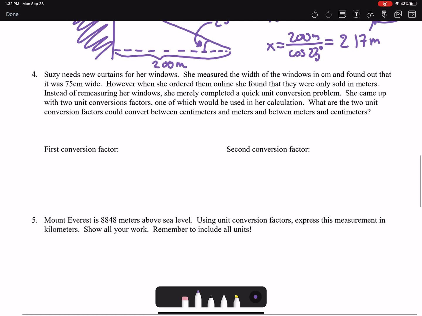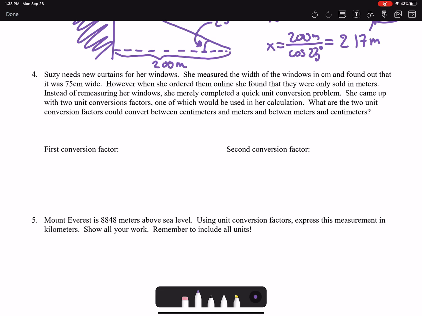All right, Susie needs 2 new curtains for her windows. She measures the width of the windows in centimeters and found out that it was 75 centimeters. However, when she ordered them online, she found out that they were only sold in meters. Instead of remeasuring her windows, she merely completed a quick unit conversion problem. She came up with 2 unit conversion factors, one of which would be used in her calculation.